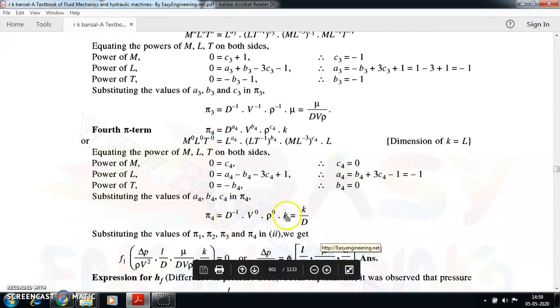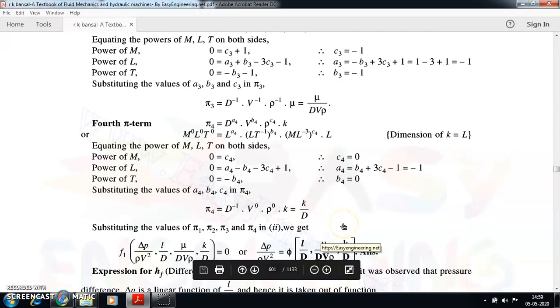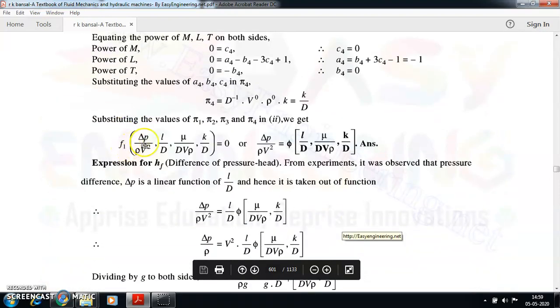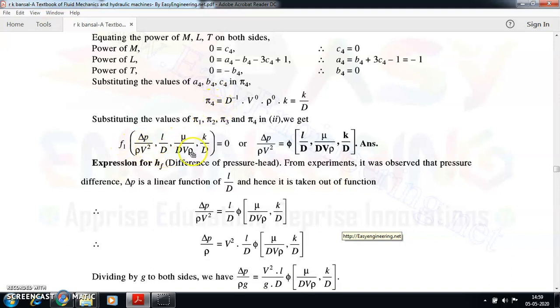So the pi 4 term will be k divided by d. So the function f of pi 1, pi 2, pi 3, pi 4 values, you just substitute here, which is delta p by rho v square, L by d, mu divided by d v rho, k by d is equal to 0.